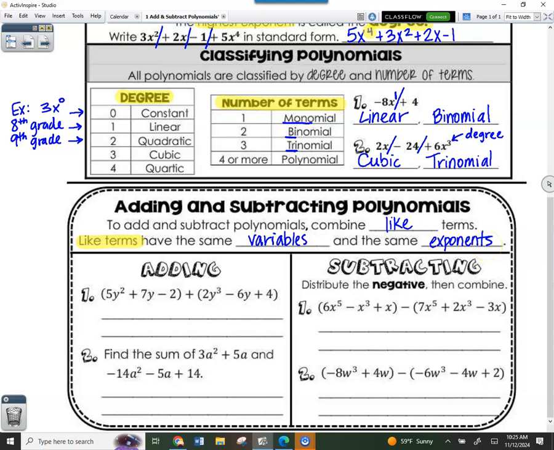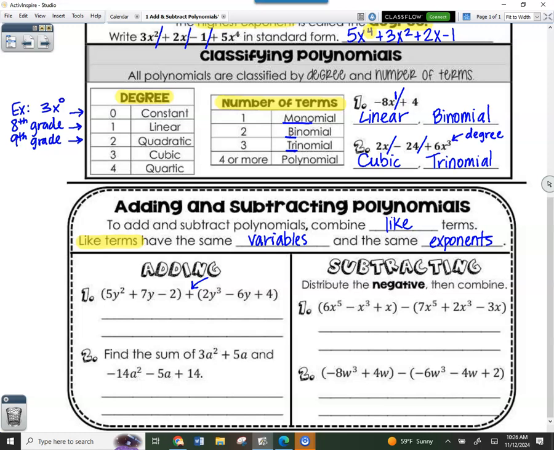They have to match completely. X squared can only go with X squared. XYZ can only go with XYZ. Alright, adding. Simple enough. You're combining like terms. Yes, these are in parentheses, but notice right here it says you're just adding them. A lot of people see parentheses and they start multiplying. Please pay attention. This says add.